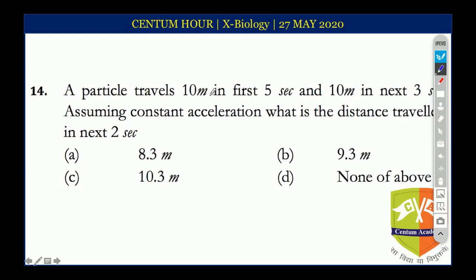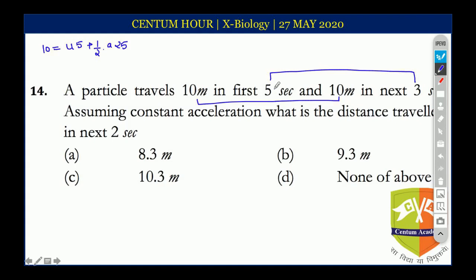A particle travels 10 meter in first 5 seconds. Right or not? Time and displacement will be related in the question like equation number 2. So S is equal to, we don't know its initial velocity, ut plus half a, which is not known, t square. Am I clear till here? C for clear, D for doubt. Good. Now 10 meter in next 3 seconds. So in the total span of 8 seconds, this body has covered 20 meters. Y or N?